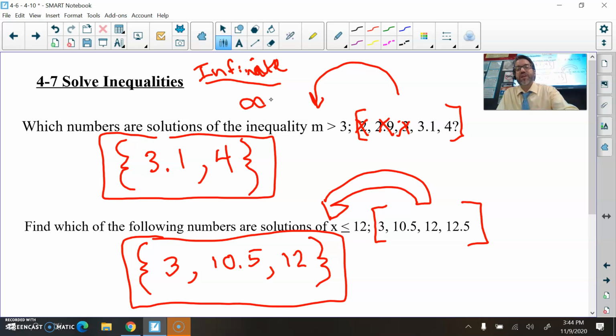And I was just listing counting numbers like 4, 5, 6, 7, 8. What about all the decimal or fractional values? 3.1, 3.28654. I mean, we could just keep listing an infinite number of possible solutions. So that's kind of a weird thought if you think about it.